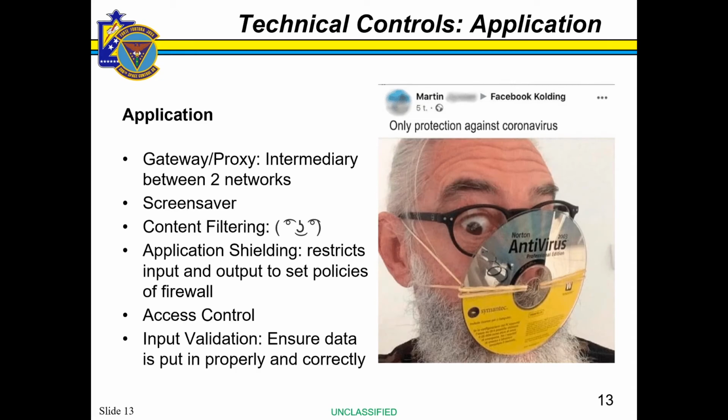The application layer includes measures such as gateways and proxies, which are kind of like a middleman for data, content filtering, application shield, which restricts inputs and outputs of our firewall, access control, input validation, which ensures data looks proper and correct when put in, etc.